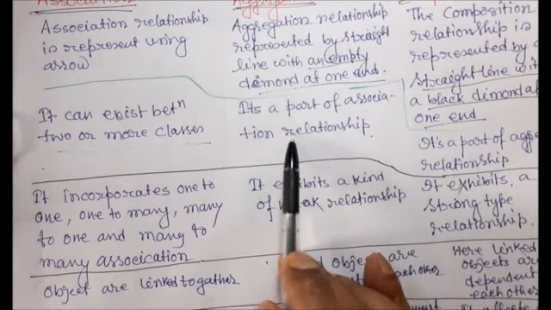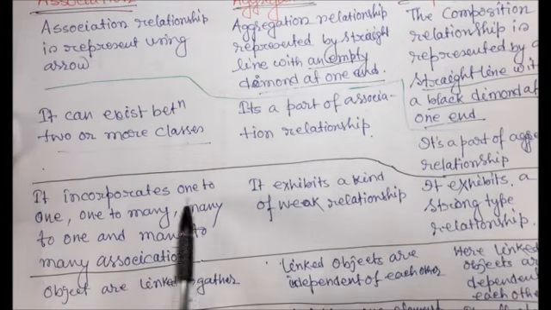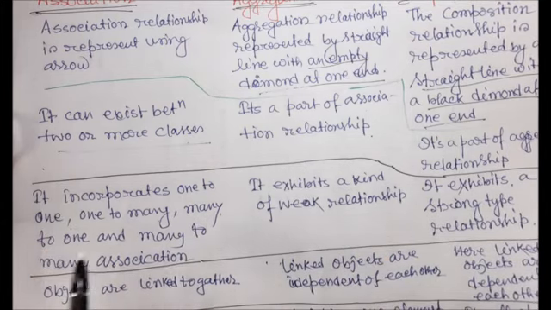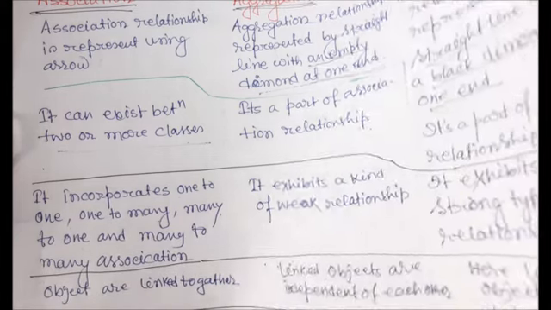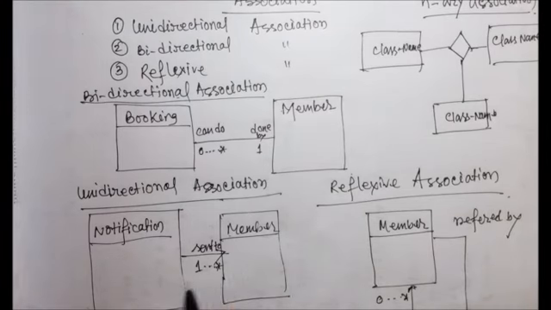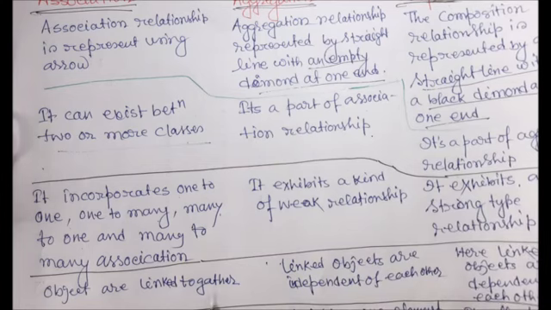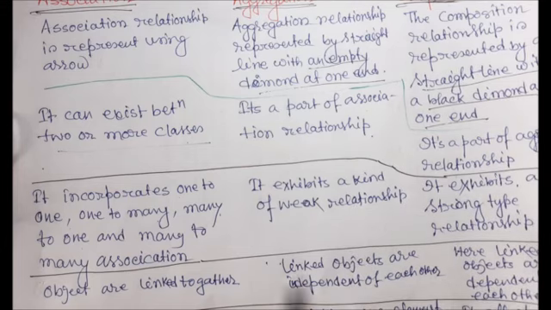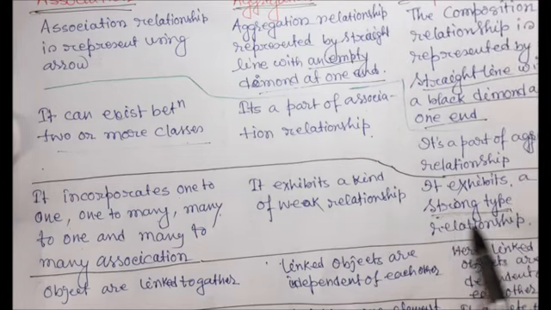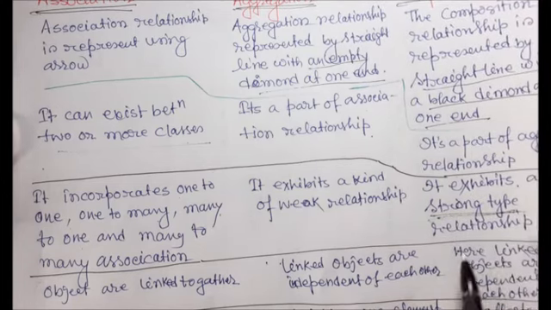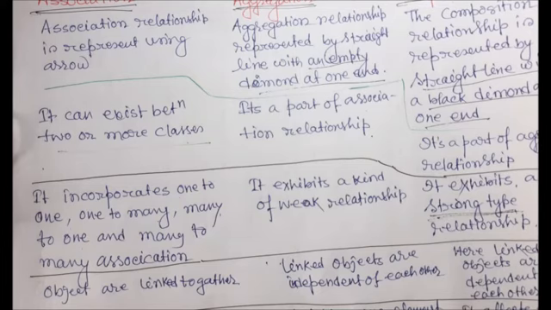I have mentioned also, in association, we have seen one to one, one to many, many to one and many to many association, right. So I have just mentioned here: one to one, many to many. And in case of aggregation, there exists a kind of weak relationship. Aggregation is a weak relationship, but composition is a strong relationship. Okay, strong type relationship.